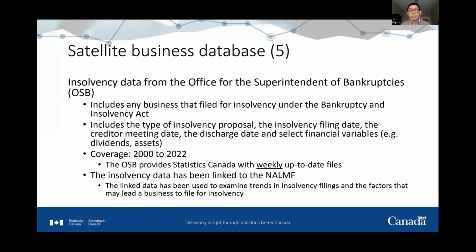The next one is some new data we received from the Office of the Superintendent of Bankruptcy, including all businesses that file for insolvency under the Bankruptcy and Insolvency Act. It includes the type of insolvency proposal, the filing date, the creditor meeting date and discharge date, and select variables. It covers 2000 to 2022. Actually, we receive the data every week, and there is some ongoing in-house work to examine the trend in bankruptcy filings and how firm characteristics relate to the business filing for insolvency.